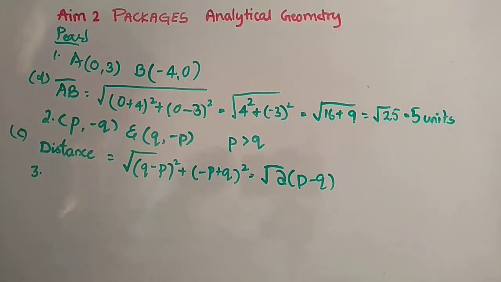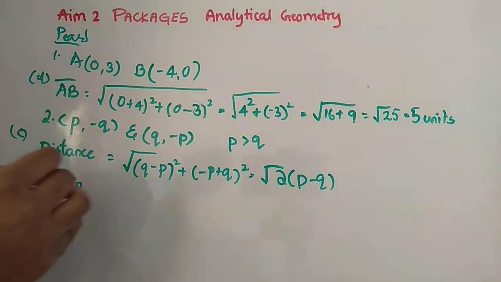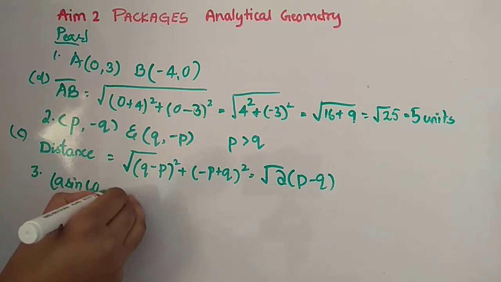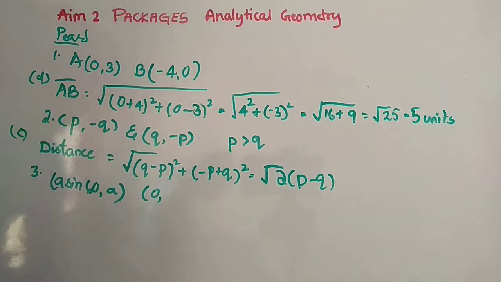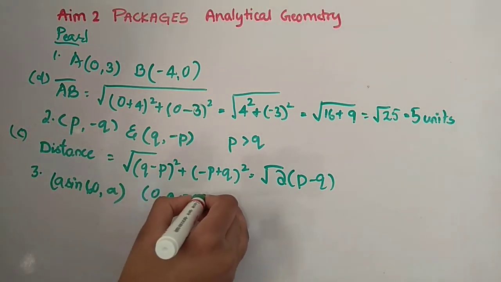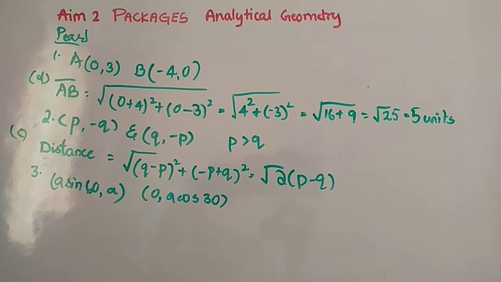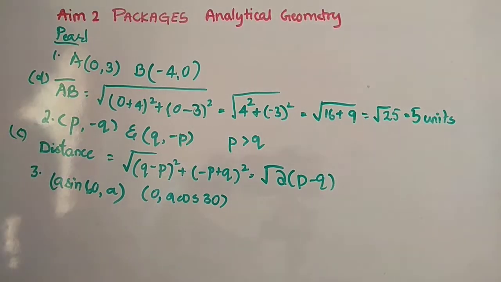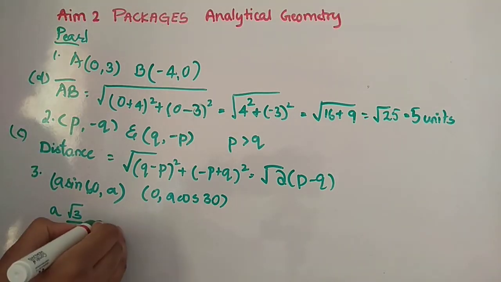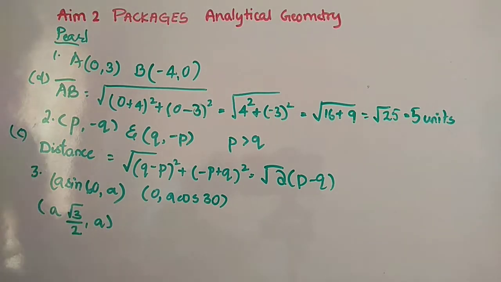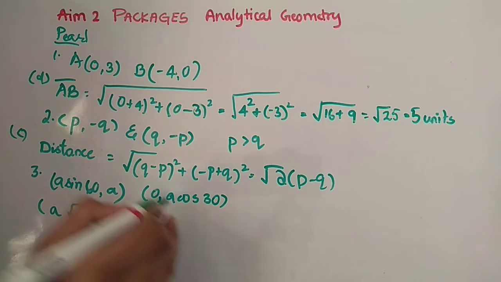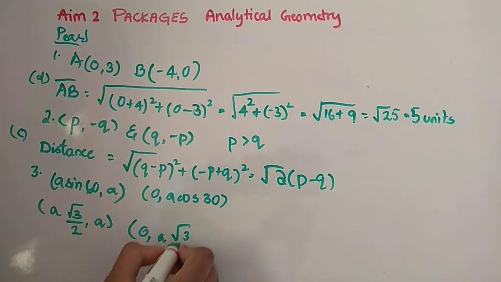So the third one is, they gave us two points: (a sin 60, a) and (0, a cos 30). I think you all remember all the values for trigonometry. If you forgot the values, go to trigonometry once and see some video, then you will get to know. Now what is the value of sin 60? It is root 3 by 2, comma a. Now this one will be 0, comma. What is the value of cos 30? It is also root 3 by 2.